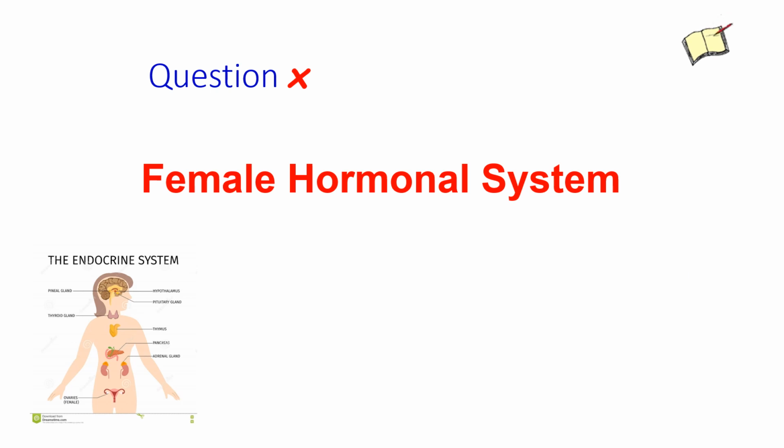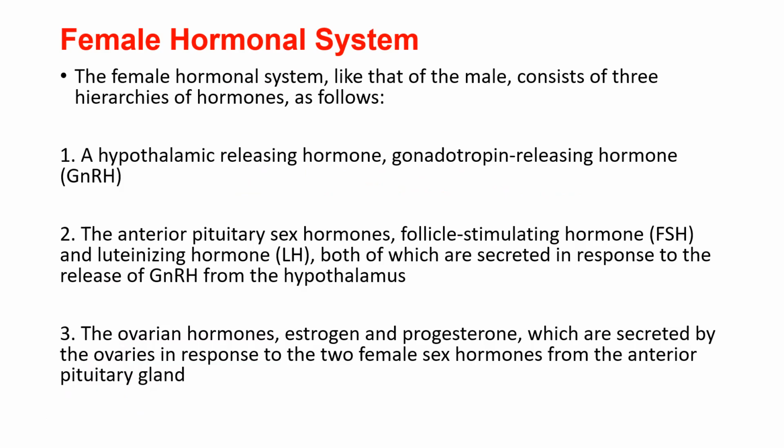Female hormonal system. The female hormonal system, like that of the male, consists of 3 hierarchies of hormones, as follows. 1. A hypothalamic releasing hormone, gonadotropin releasing hormone, GnRH. 2. The anterior pituitary sex hormones, follicle stimulating hormone, FSH, and luteinizing hormone, LH, both of which are secreted in response to the release of GnRH from the hypothalamus.